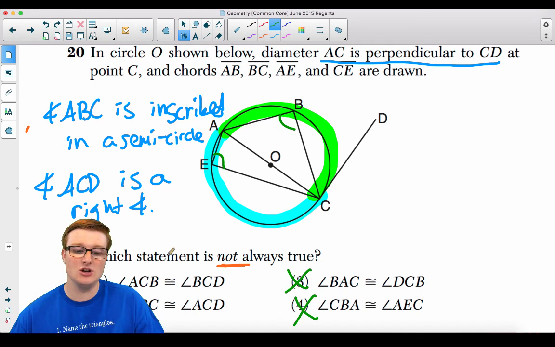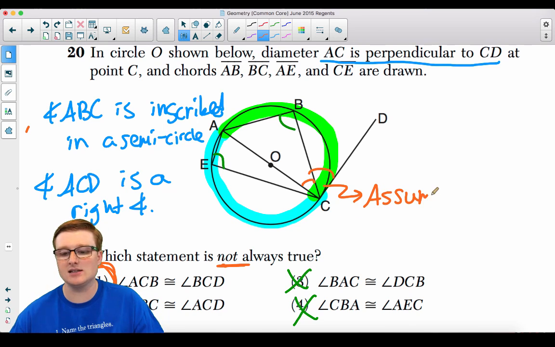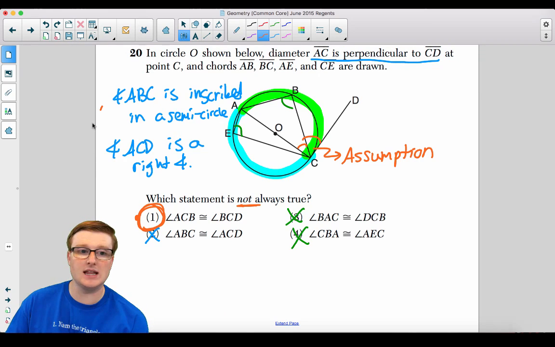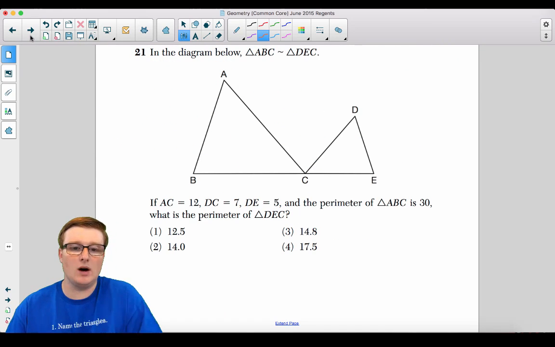So therefore, your answer is going to be choice 1, and the reason why is they never, ever said that BC is a bisector. So this is an assumption, okay? Because it never said that BC is a bisector, all right? That one was definitely a step up in difficulty level. Moving on to question 21.